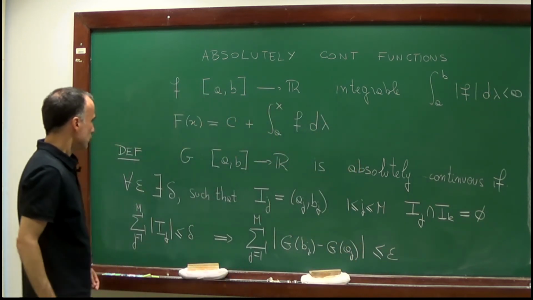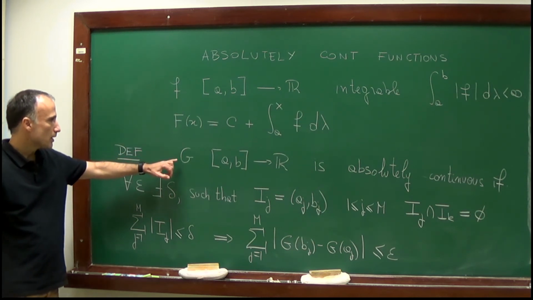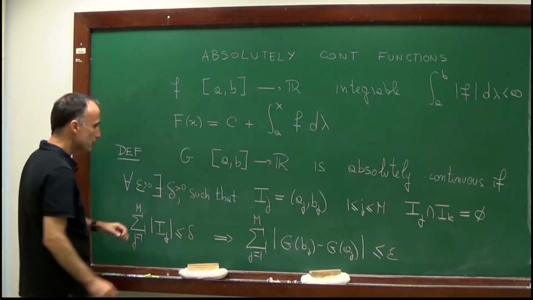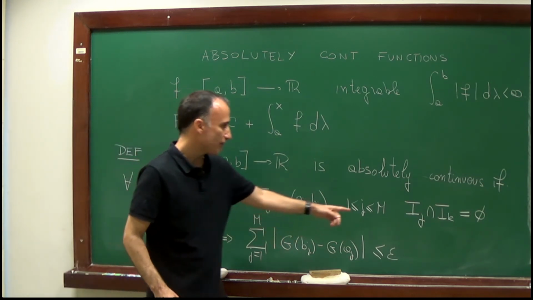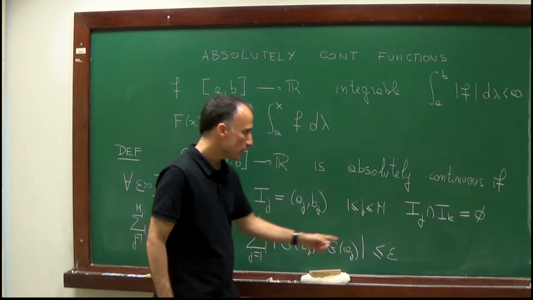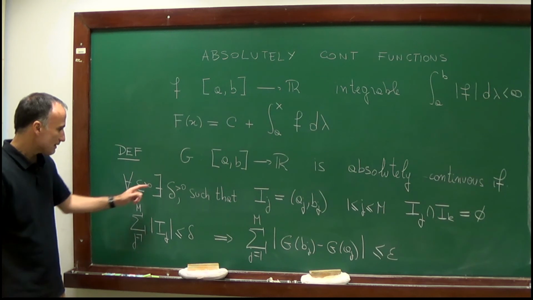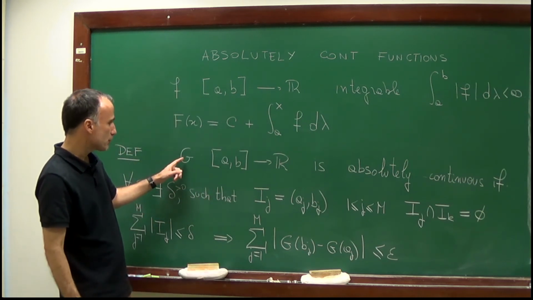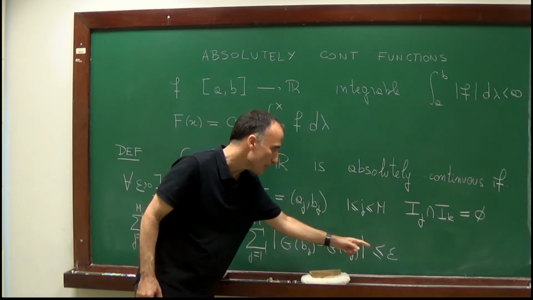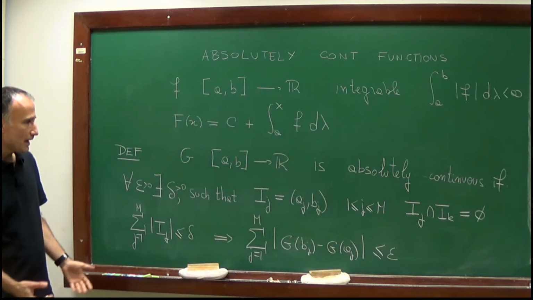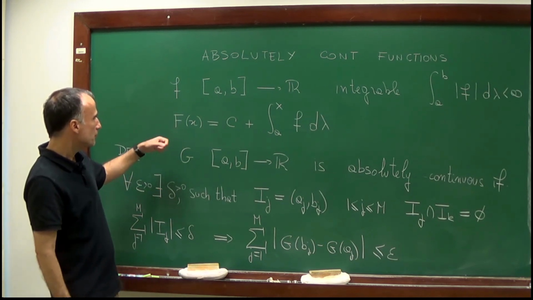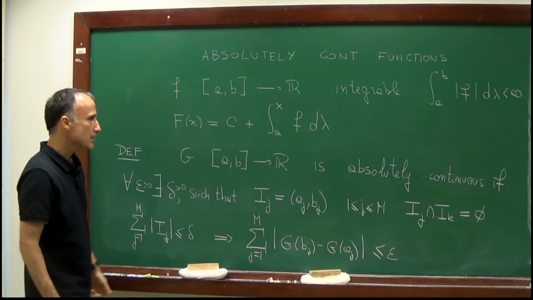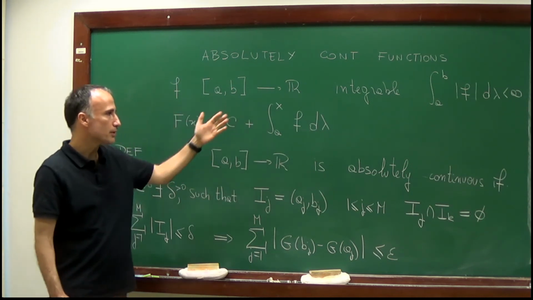Okay. So let me repeat the definition. A function g will be called absolutely continuous if for any positive epsilon I can find a strictly positive delta such that, if you take any finite family of open intervals which are disjoint two by two, and such that the total length of these intervals is bounded by delta, then the sum of the increments of my function g over these intervals is bounded by epsilon. So this is the definition, and in my previous blackboard, I proved that a function F given by this expression, where small f is an integrable function, is absolutely continuous. So we have here an example of absolutely continuous functions.